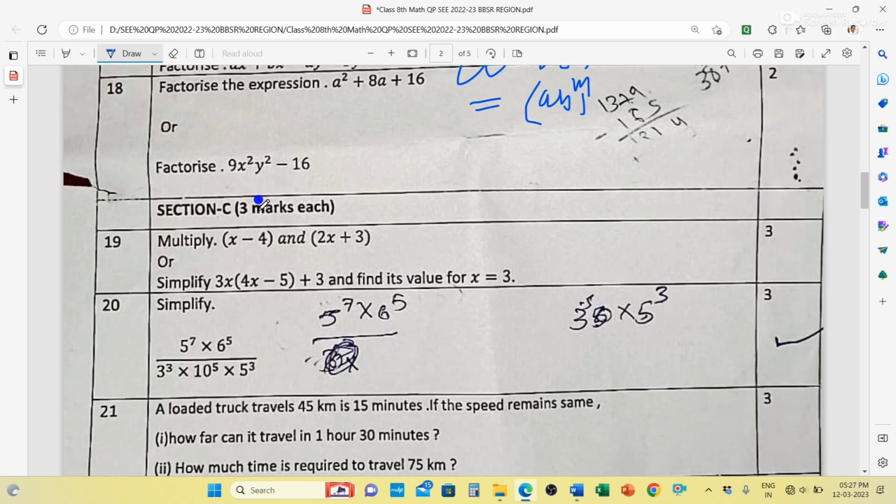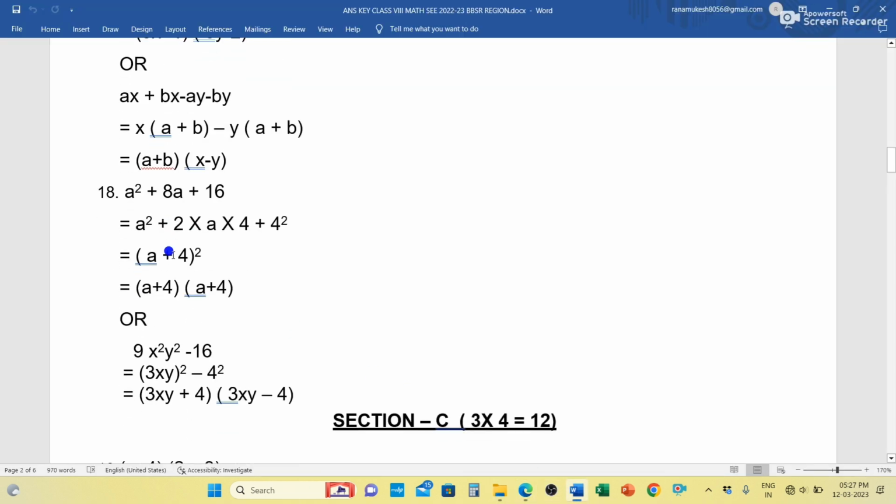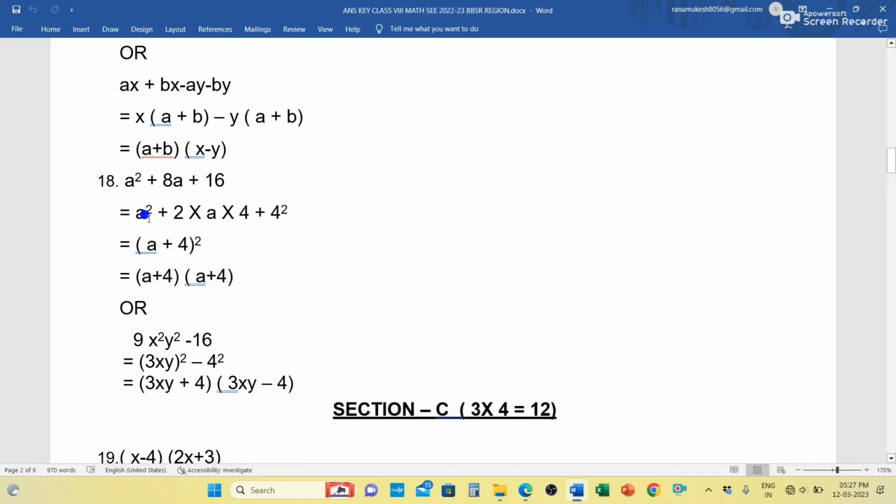Now come to question number 18. Factorize the expression a square plus 8a plus 16, or 9x square y square minus 16. First, a square plus 8a plus 16. A square equal to square of a, and 16 equal to square of 4. So you can convert this expression in the form of (a plus b) whole square.